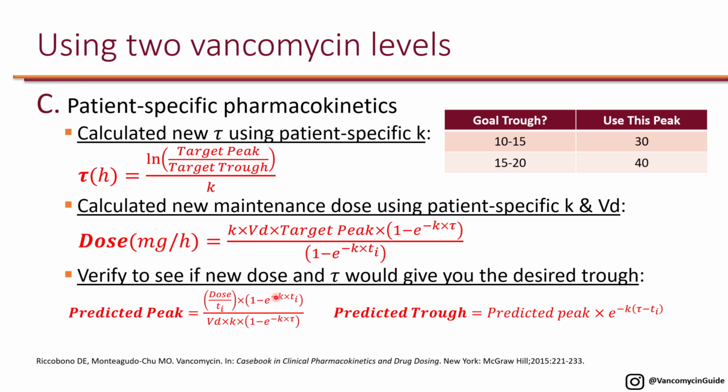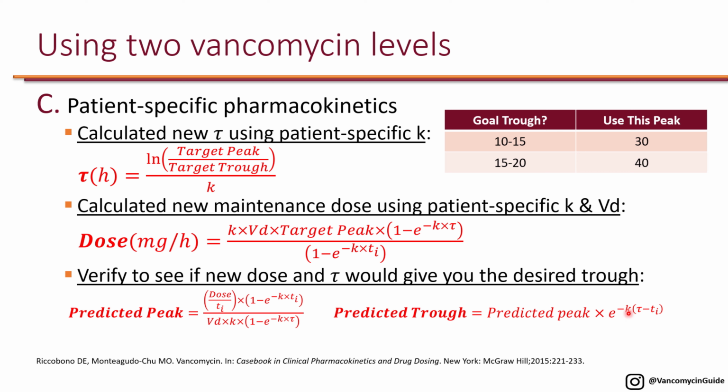Again, this is the k that we calculated, and this is the same TI that you put here, divided by volume of distribution that was just calculated, the k that was calculated, times 1 minus e to the negative k times tau. So this is the tau that was calculated here. And then once you get the predicted peak, you use this equation to see what the predicted trough would be.